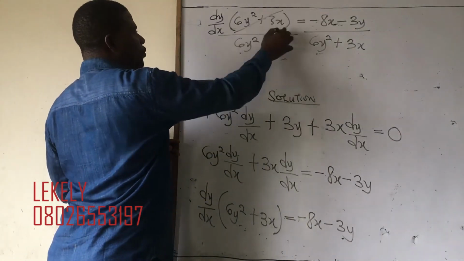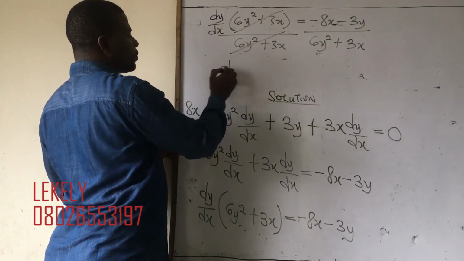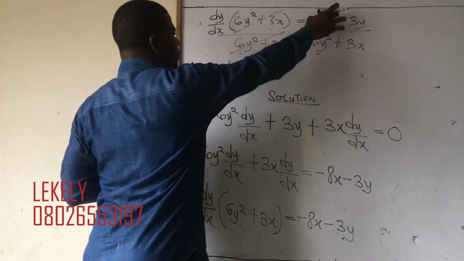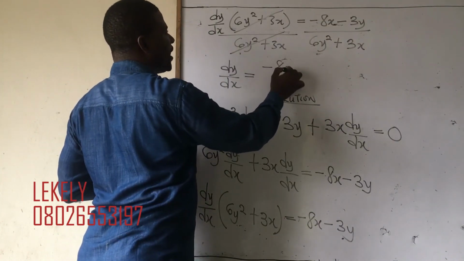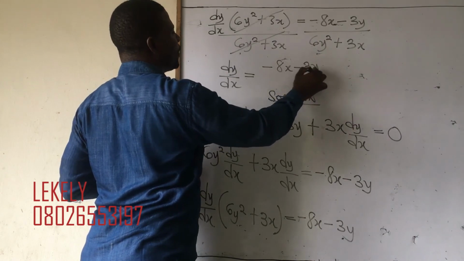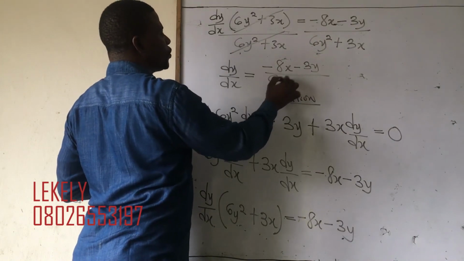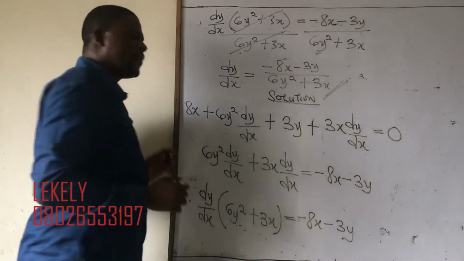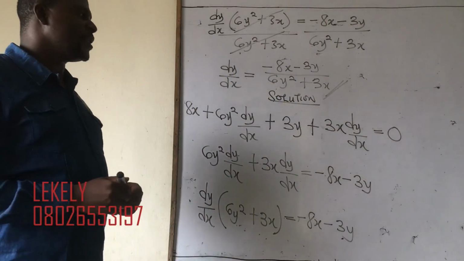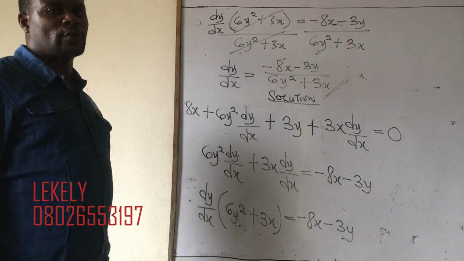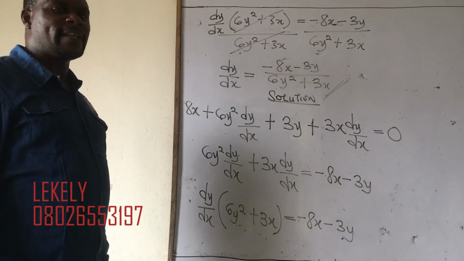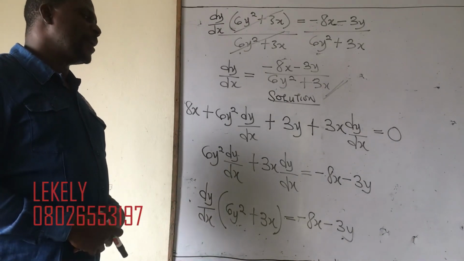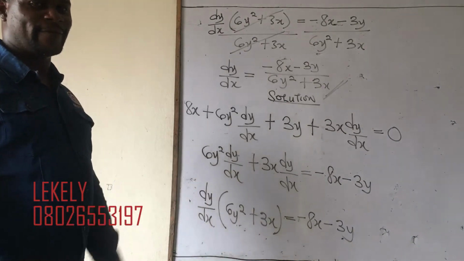This will cancel this. The dy dx, bring it down. dy dx will now be equal to minus 8x minus 3y all over 6y squared plus 3x. That is the final answer. You see that? So implicit function is also straightforward. So I expect you to solve a lot of questions I'm going to give you, and then you get back to me. Thank you very much.